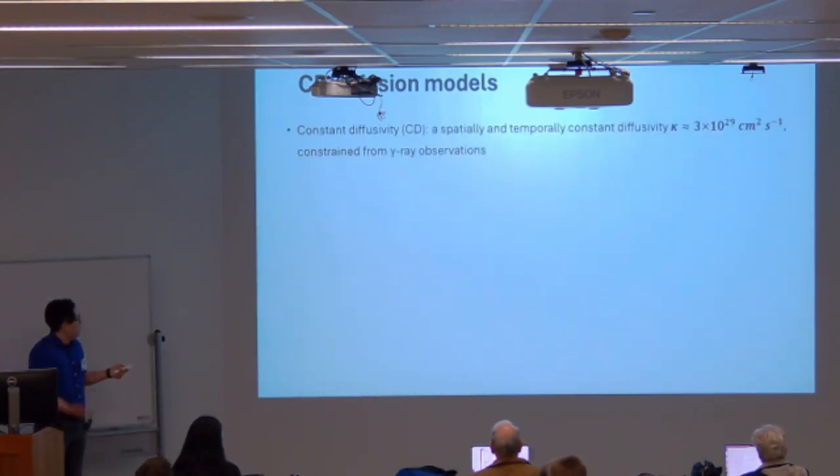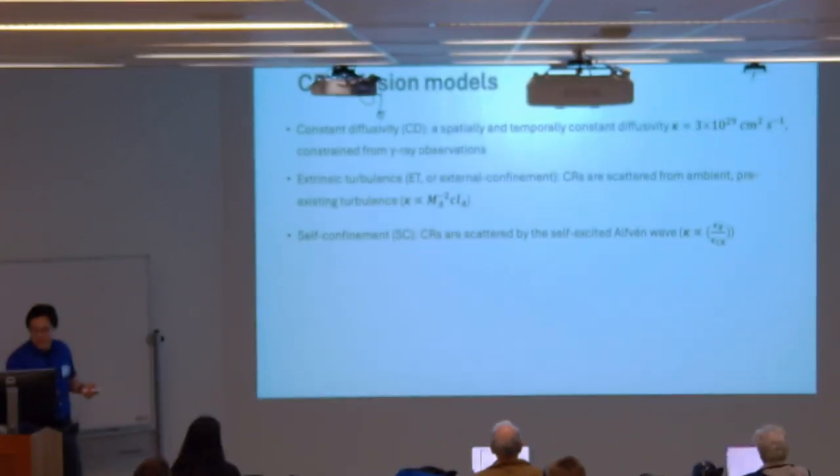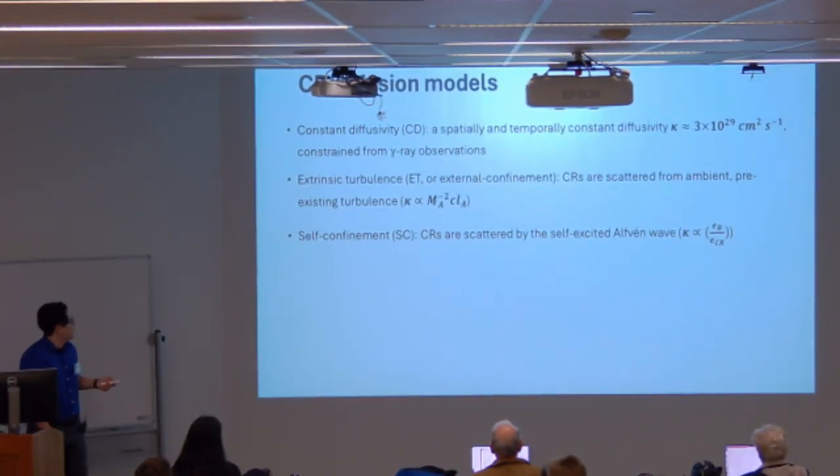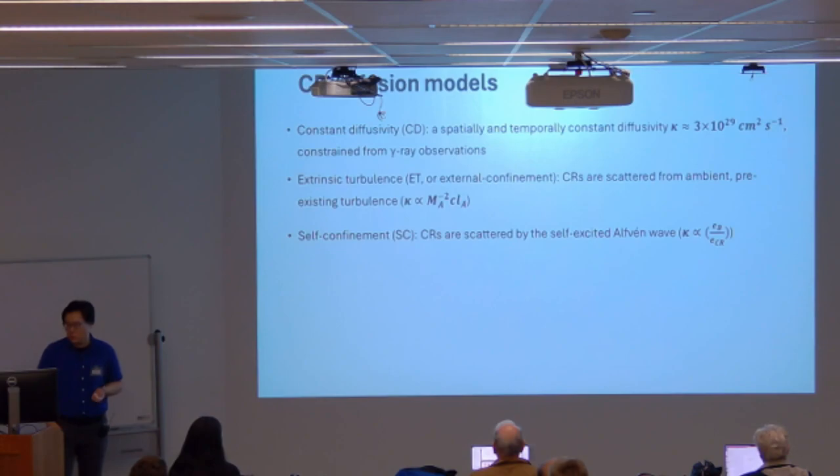There are many models available. Phil Hopkins has a list of 30 or more models, but among them, only 3 are most prominent and pass the very basic gamma ray constraints. Those models are the constant diffusivity model, which has a spatially and temporally constant diffusivity of about 3 times 10 to the 29 centimeters squared per second. This value is constrained from the basic gamma ray observations.